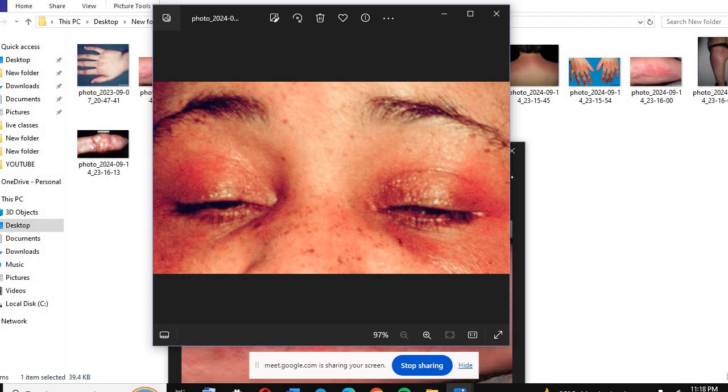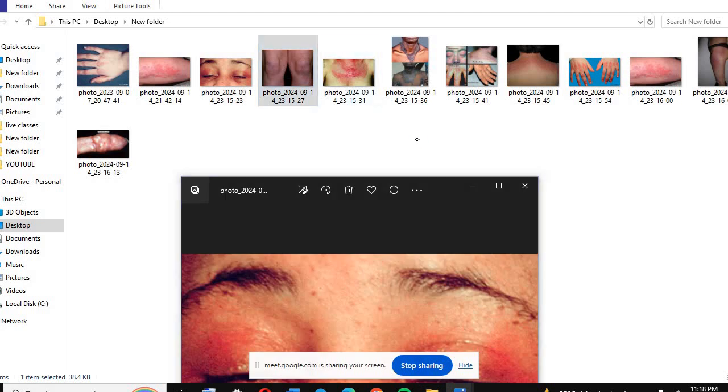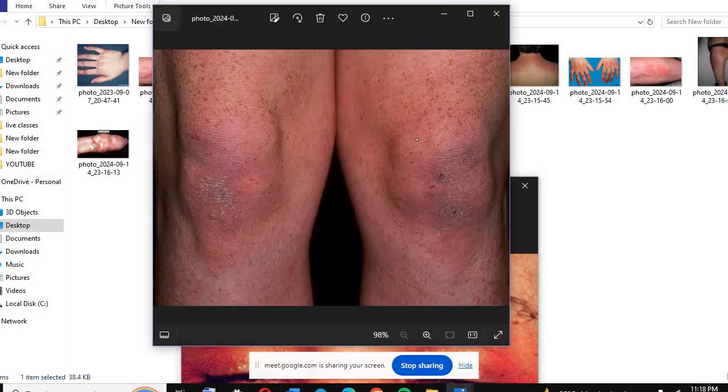I don't know if you are able to see, but it looks like a violet-bluish color here. This is a violet-bluish erythema, so that's why we will call it violaceous erythema. Where is this present? On the extensor surface. So what do we call this condition?